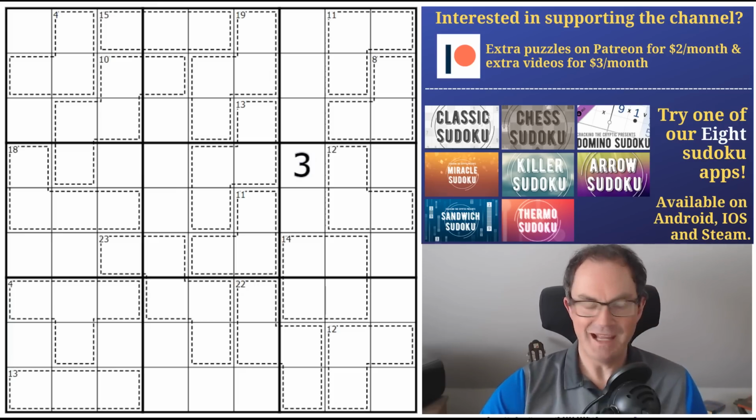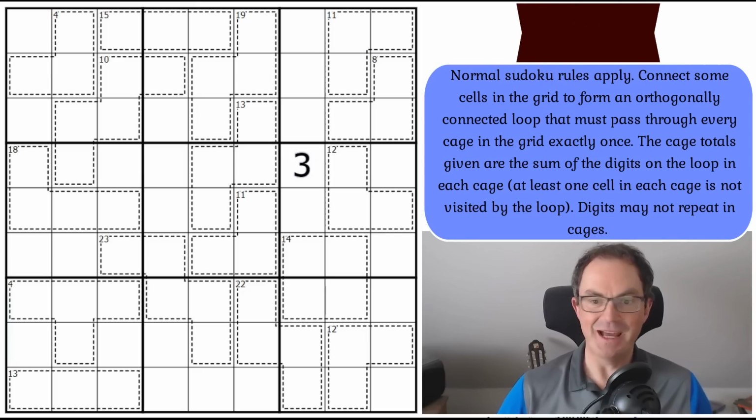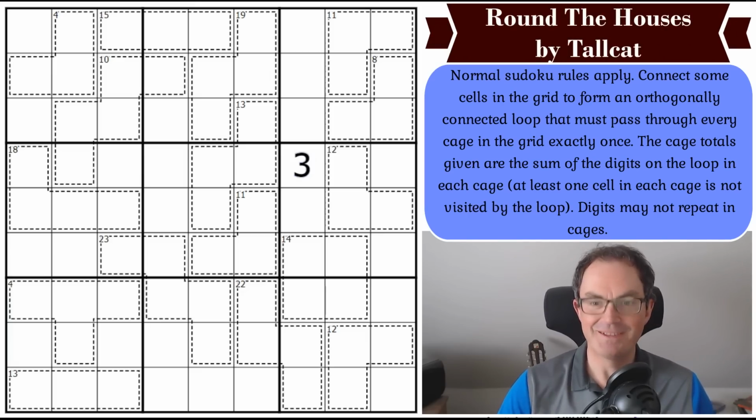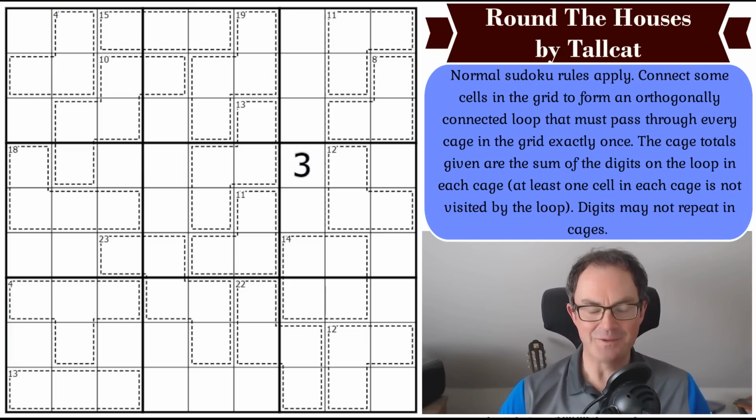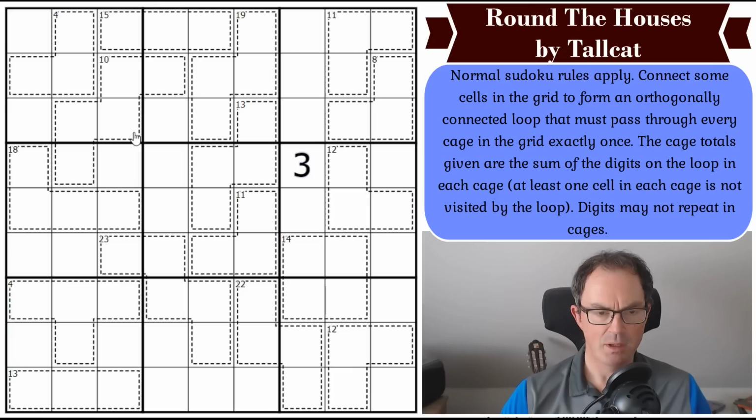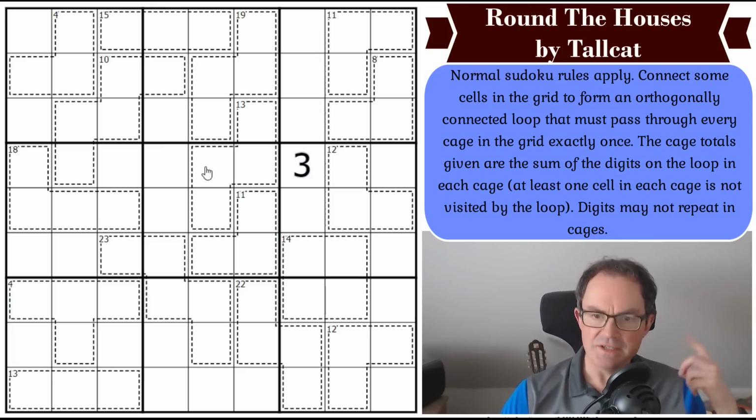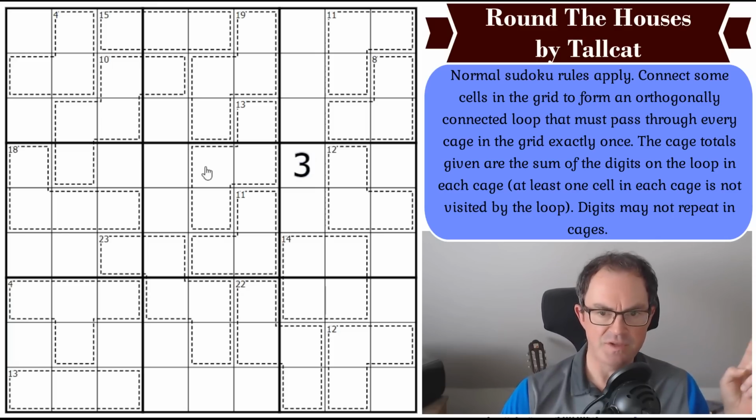But now let us turn our attention to Tallcat and see if I can make his birthday better by solving Round the Houses. So we've gone through the rules. We've basically got to draw a loop through the cages. What else was the rules? The cage totals gives so one cell, it said. Did it say it? No, it said at least one cell in each cage is not visited by the loop.